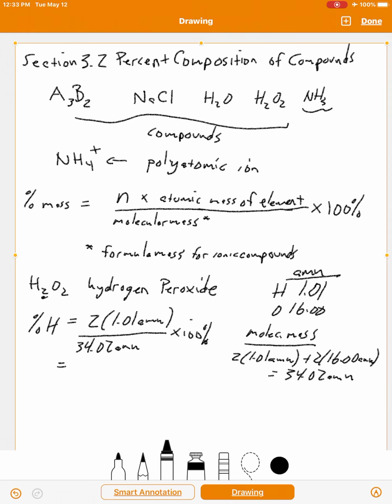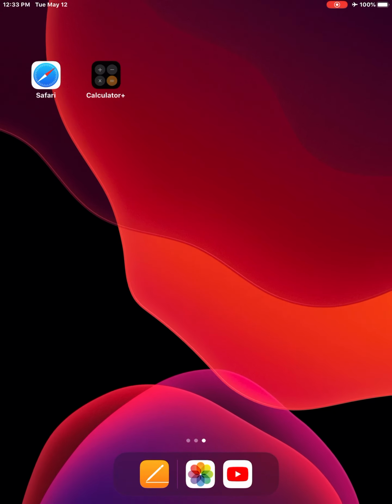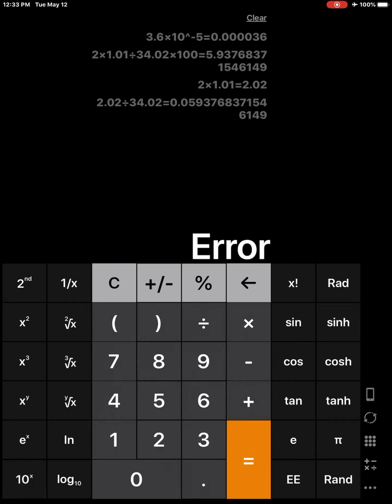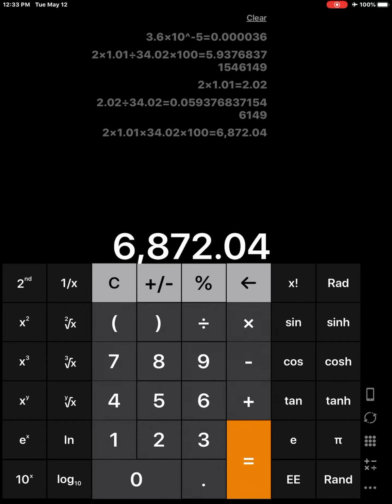Let me check that again. I just want to make sure. So 2 times 1.01 divided by 34.02 times 100. Oops, let's try it again. 2 times 1.01 divided by 34.02 times 100. There we go. You notice here, you have to be very, very careful with calculators because you get different numbers depending on how you're entering things in.